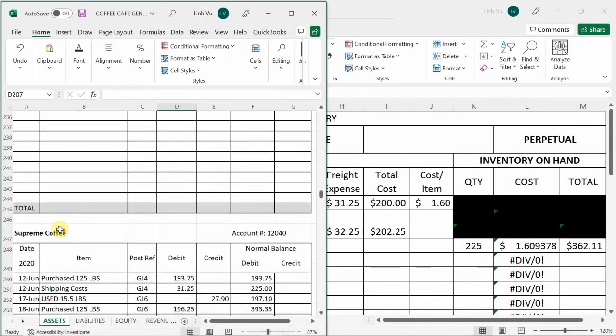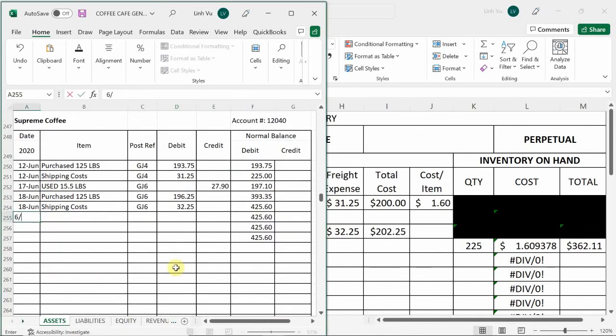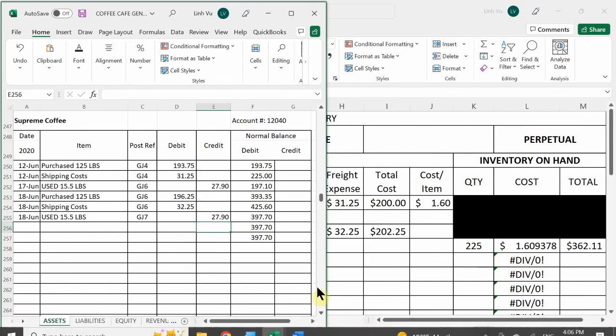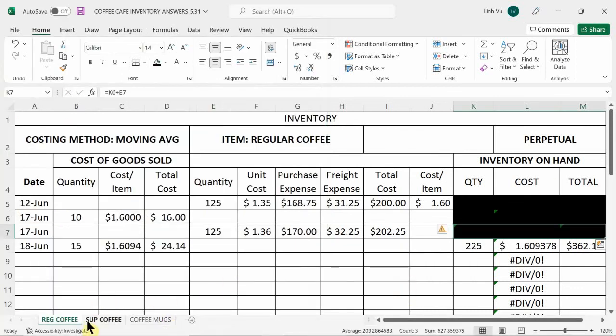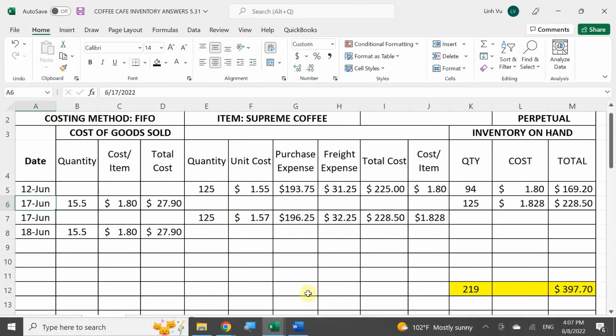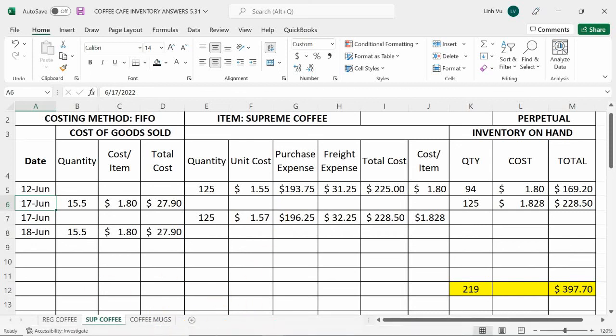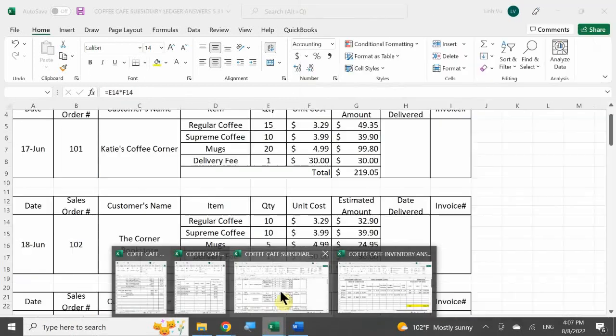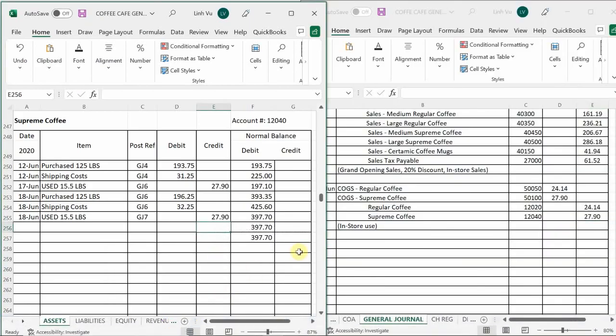And then on the Supreme, used 15.5. All that's the same up there, except page 7, 27.90. So you should have 397.70. Does that match your inventory worksheet? Yes, it does, 397.70. In this case, good. We're doing everything correctly because all of our numbers are matching accordingly.